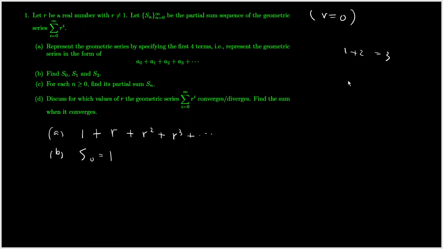And likewise, you do not know the value of r. For S1, it means the sum of term 0 and term 1. So you just write the answer something like this: 1 plus r, right? And then S2 is the sum of term 0, term 1, and term 2. S2 is 1 plus r, and then plus r squared.